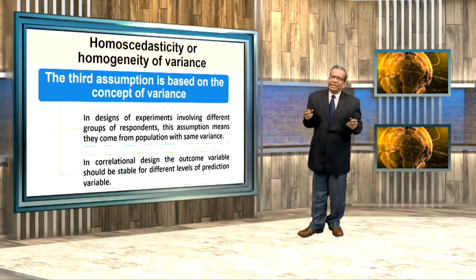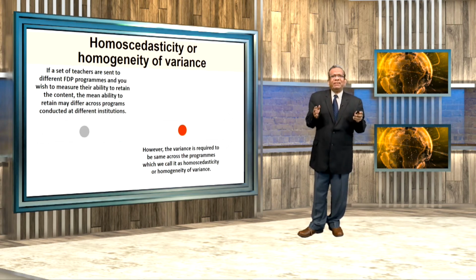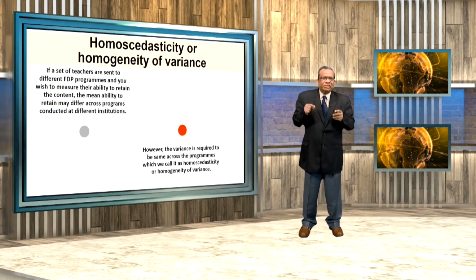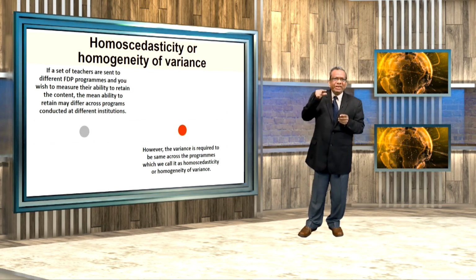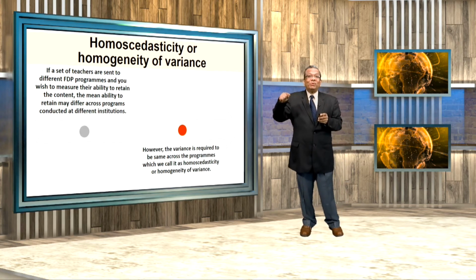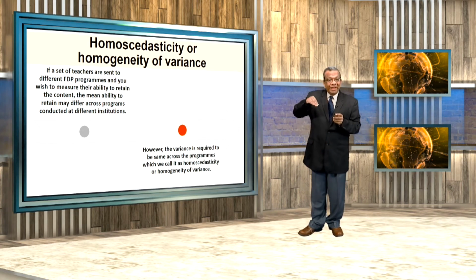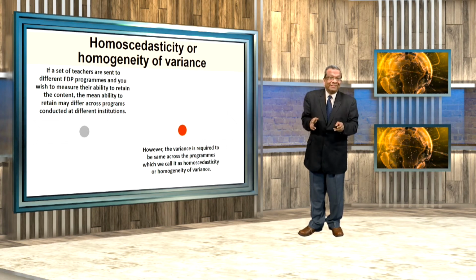Let me go for an example and then we will discuss this concept in more detail. If a set of teachers are sent to different FDP programs and you wish to measure their ability to retain the content, the mean ability to retain may differ across the programs conducted at different institutions. However, the variance is required to be the same across the programs, which we call homoscedasticity or homogeneity of variance. That means across the programs, the mean may differ. However, the variance should not be different. It should have almost equal variance.